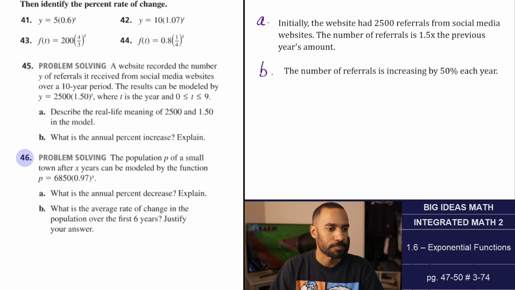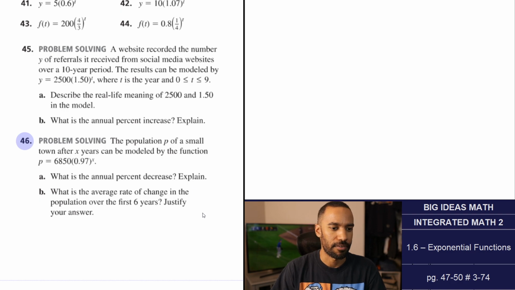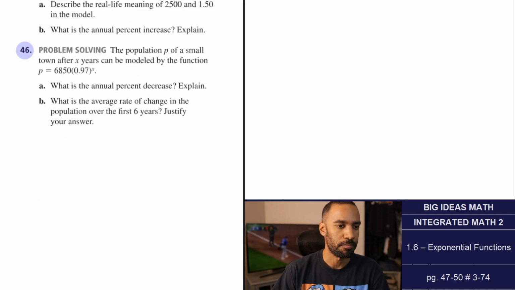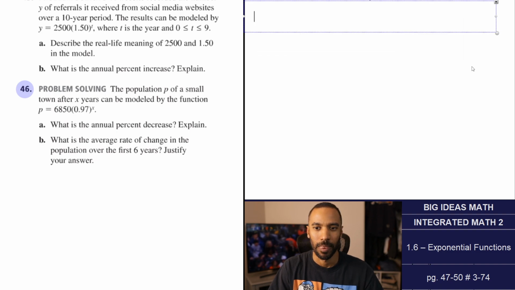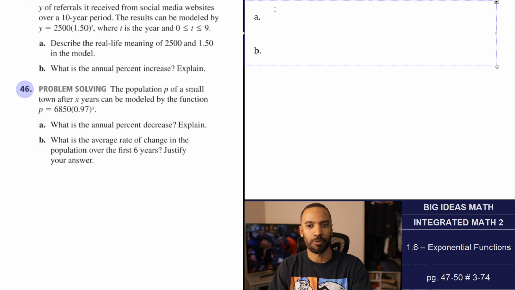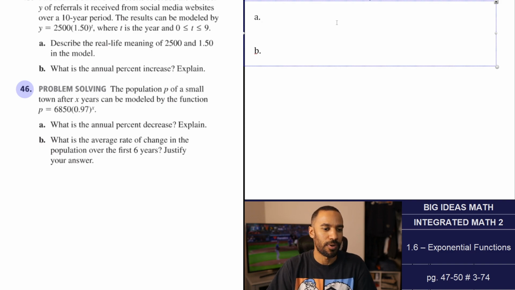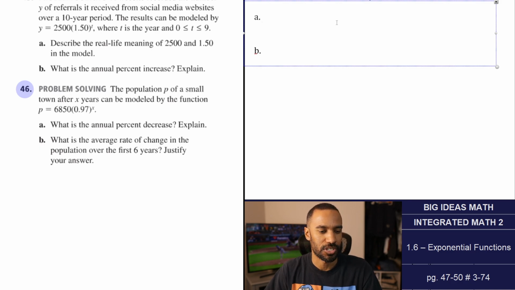Number 46. The population P of a small town after X years can be modeled by the function P equals 6850 times 0.97 to the X power. Let me read the questions first. A, what is the annual percent decrease? Explain. B, what is the average rate of change in the population over the first 6 years? Justify your answer.